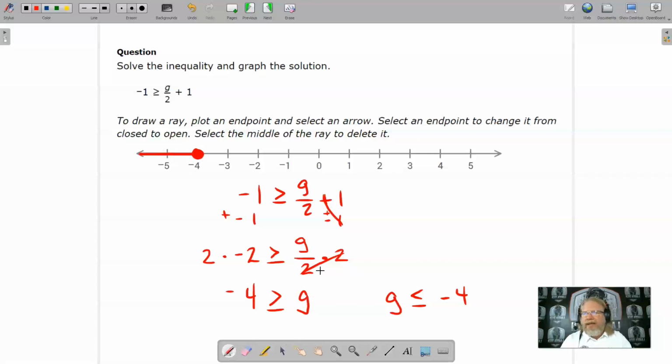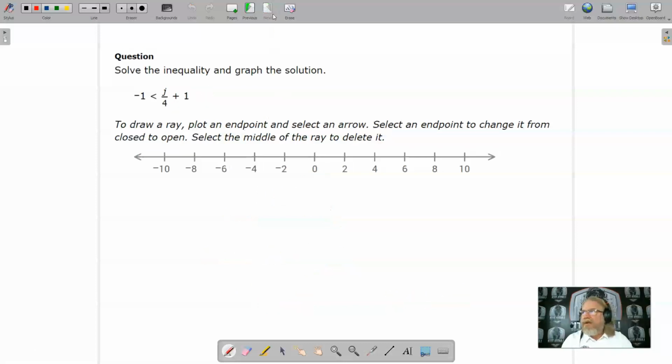Now, we could test this. It's been a little while since we checked our answer, so let's go ahead and plug 0 in there. So 0 here. 0 divided by 2 is 0, so that's just going to go away, right? So we end up with negative 1 is greater than or equal to positive 1. Well, that's not true, right? Positive 1 is greater than negative 1, so it should be the other way around. So we get a false statement, and that makes sense because 0 is not part of the solution.